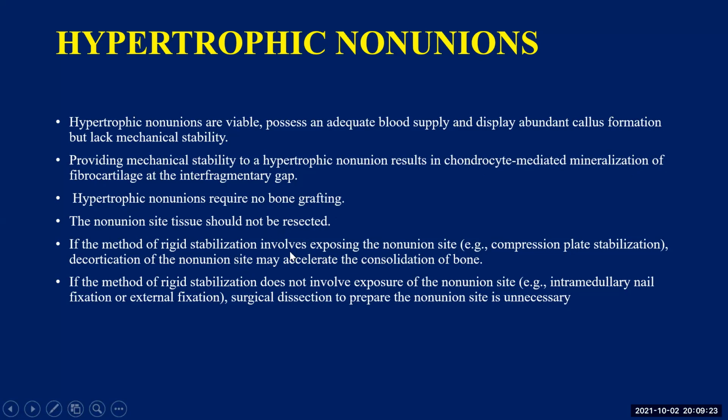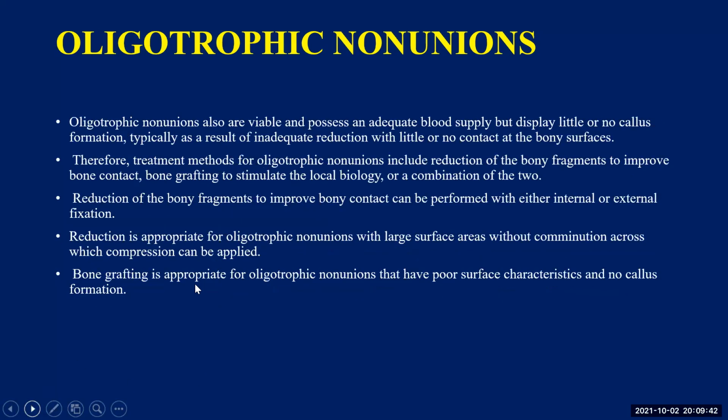The method of rigid stabilization involves exposing the non-union site, like in compression plating. Decortication of the non-union site may accelerate the consolidation of the bone. If the method of rigid stabilization does not involve exposure, like intramedullary nailing, surgical dissection to prepare the non-union site is unnecessary. In oligotrophic, what we need is bony contact, bone grafting to stimulate local biology, or a combination of the two.